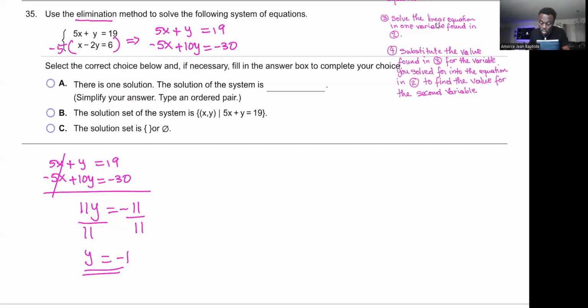If you want, you can perform the same thing now with the purpose of eliminating your y. Think about what you can do if you would want to eliminate y instead of x. You have two choices at this point. You can finish your equation by plugging in y equals negative 1 into either one of these two equations, 5x plus y equals 19 or x minus 2y equals 6.